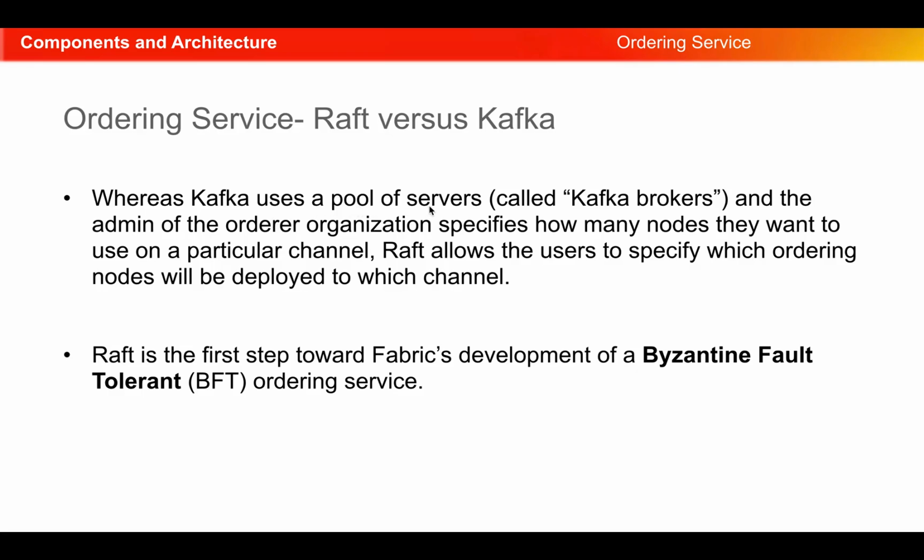Whereas Kafka uses pools of servers, which are also called Kafka brokers, and the admin of the ordering organization specifies how many nodes they want to use on a particular channel, Raft allows the user to specify which ordering nodes will be deployed to which channel.